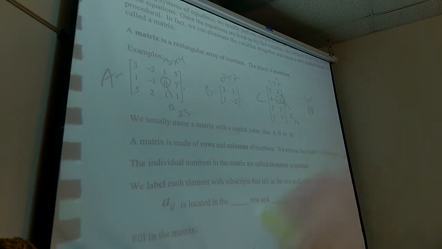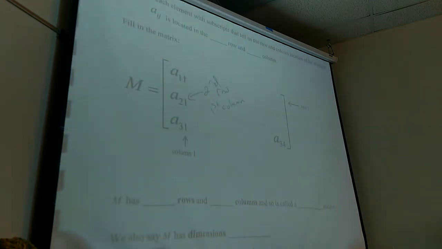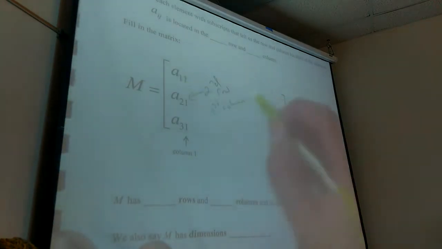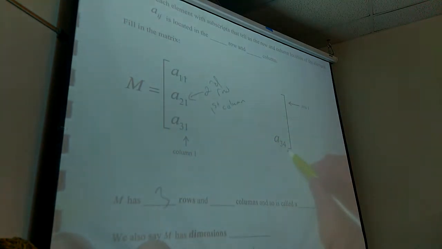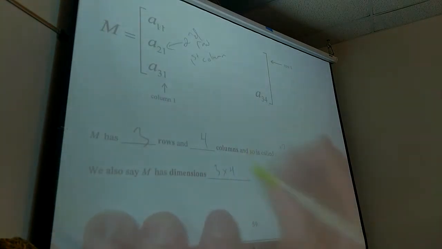Okay, now look here, help me out. This M has how many rows? 3 rows. How many columns? 4. So it's called a what by what matrix? A 3 by 4 matrix. All right, that idea by itself is very basic. It's new, but it's simple. Thank God. It has dimensions 3 by 4.